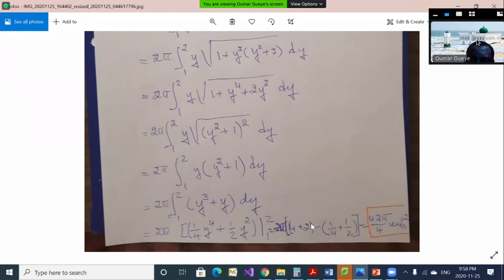And this first bracket is obtained when you substitute here y equals 2. Because when you substitute y equals 2, it's going to be 16. 1/4 times 16 is going to be 4. And when you substitute y equals 2 here, it's going to be 4/2, which is equal to 2. So the second bracket here is obtained when you substitute y equals 1. And after calculation, we'll get 42 pi by 4 units squared. So we can simplify by 2, and it's going to be 21 pi by 2.